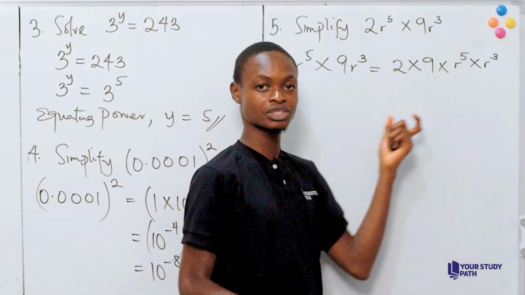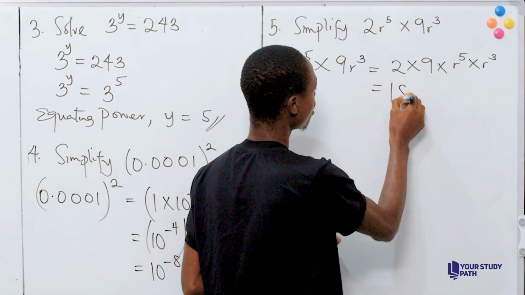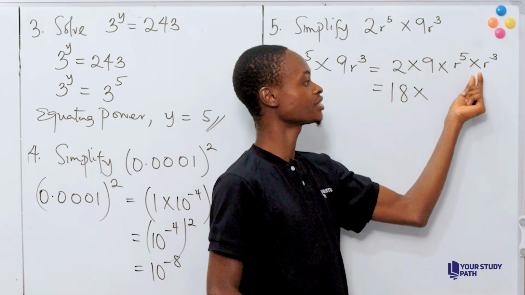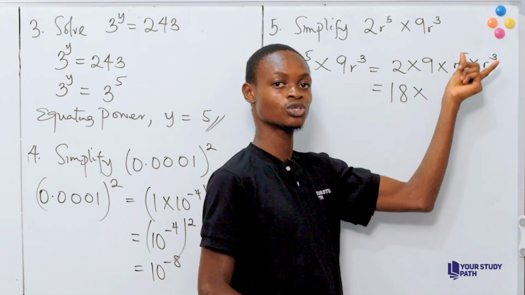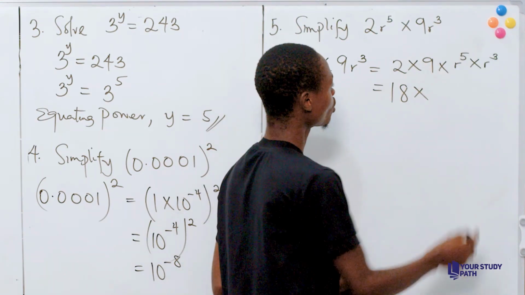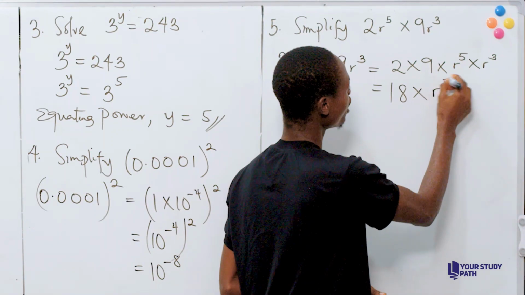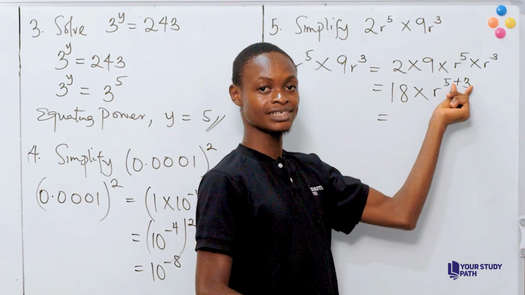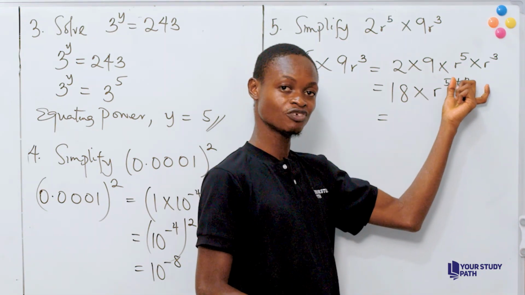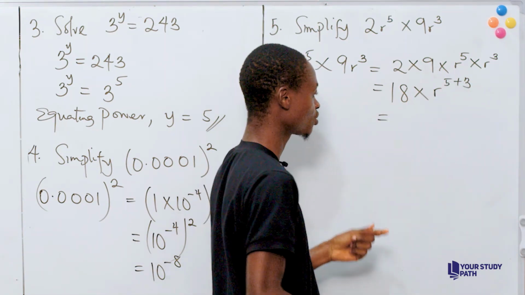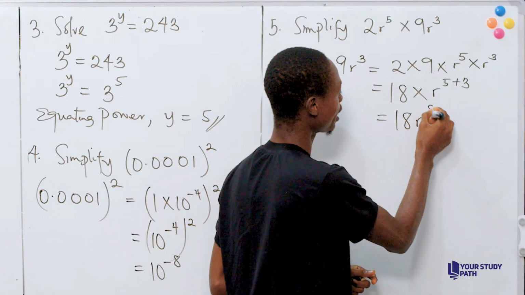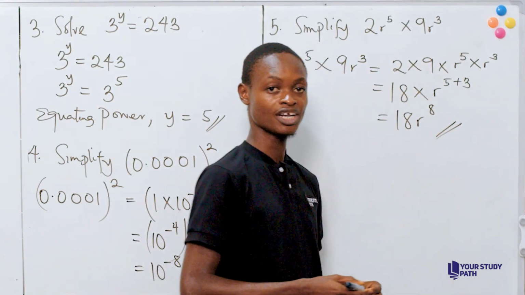Of course, 2 times 9 will give us 18. Then times r raised to the power 5 times r raised to the power 3. This is multiplication, so it just means we are going to add the power. So you have r raised to the power 5 plus 3, right? 5 plus 3 will give us 8. So we have r raised to the power 8 on the variable side and then 18 on the number side. So 18 times r raised to the power 8 will give you 18 r raised to the power 8 as the final result.